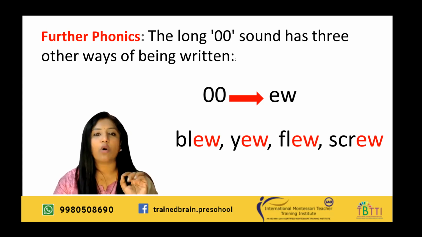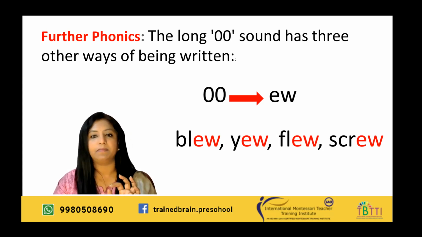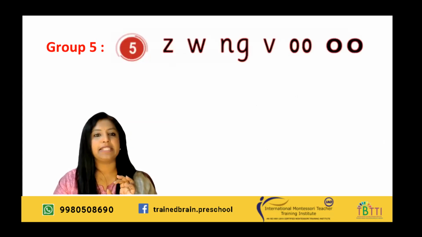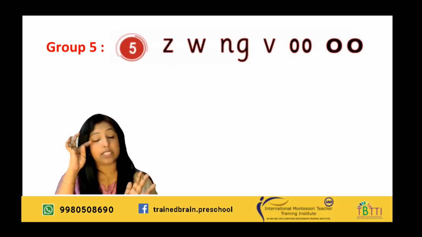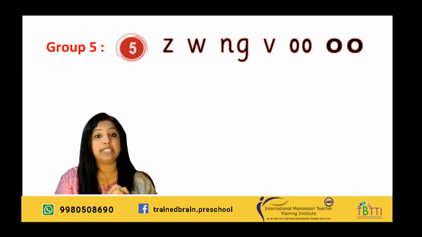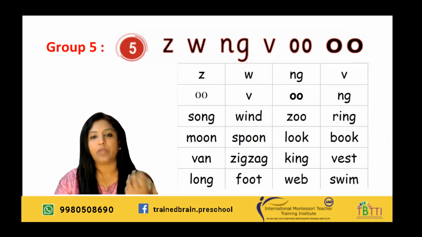So these were alternative spellings of our long oo. That completes our group 5. So group 5 had what all the different sounds? Z, w, ng, v, u, oo. Right? These were the 6 sounds out of the 42 sounds that we had.